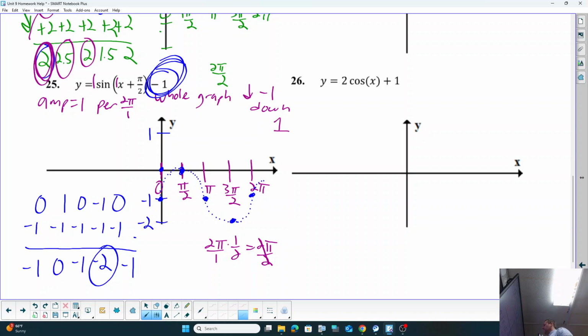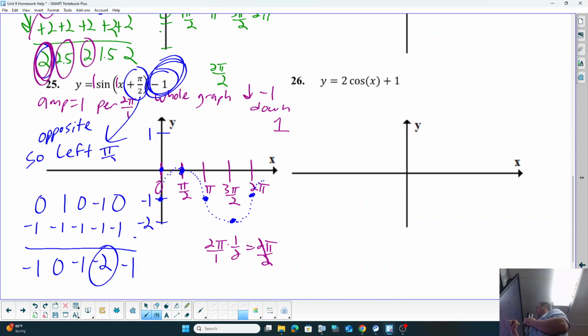Okay, so that's our parent function. Now we're going to shift it. So we're going to shift it, and that's going to be opposite of what you think. You think right pi over 2, but it's actually left. So left.